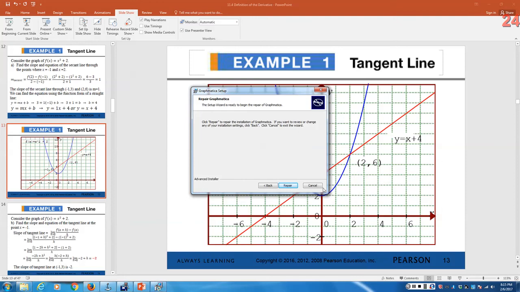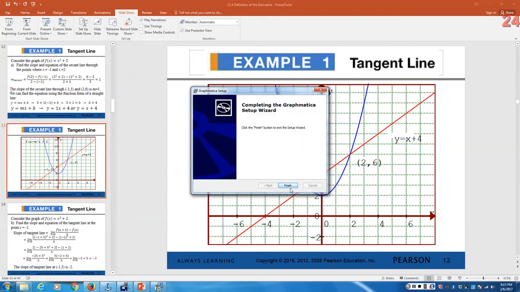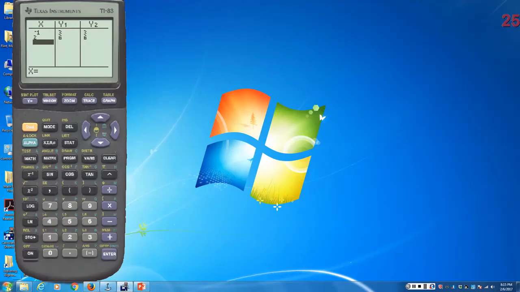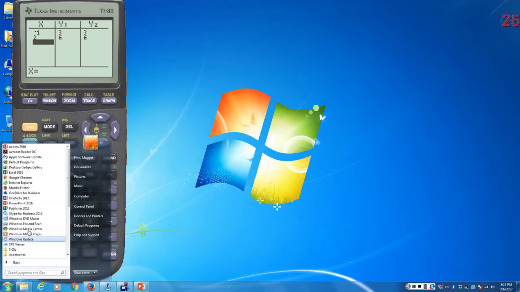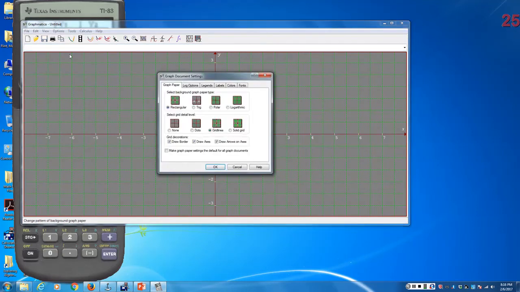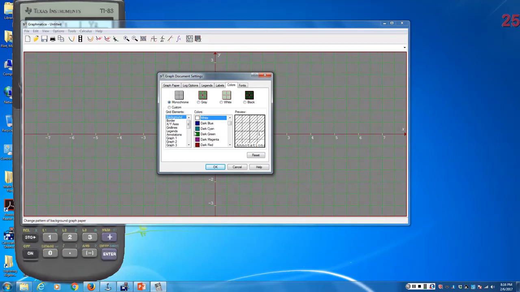I didn't think it was on here. It is. So I can launch Graphmatica from here. Now, you can choose the way this looks. I'll let you play around with it. You don't have to download. This is just something that I think might be helpful to you. On your tools, on your graph paper setting, options, graph paper. You have options for different kinds of graph paper, and you can change colors. You can have a black and white graph.